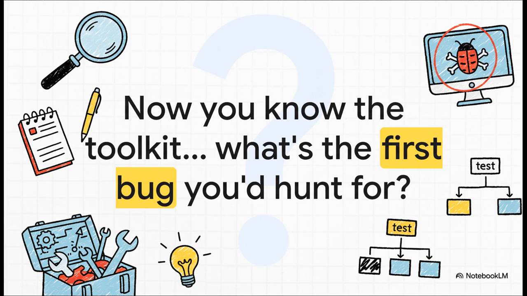So I'll leave you with this thought. Now that you've had a peek inside the Software Detective's toolkit, if I handed you your favorite app, the one you use every day, and told you to find a weakness, where would you start looking? What's the first high-risk clue you'd go investigate?